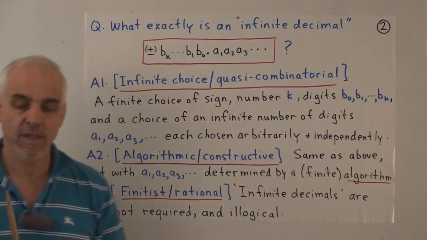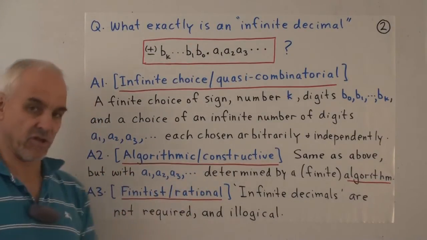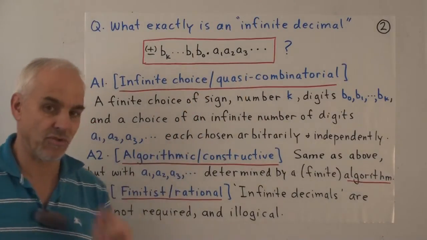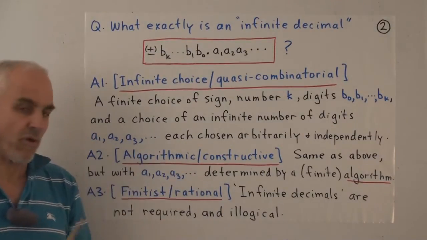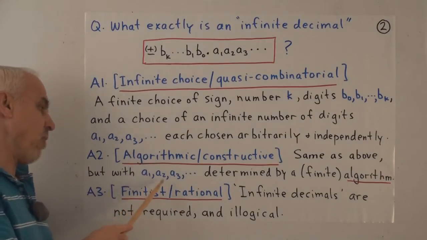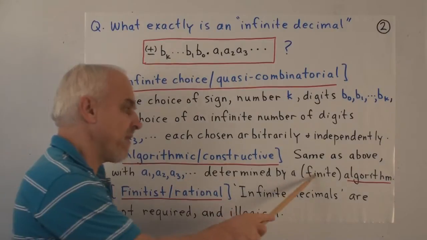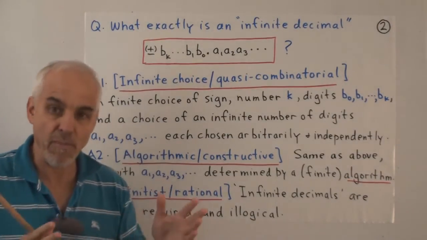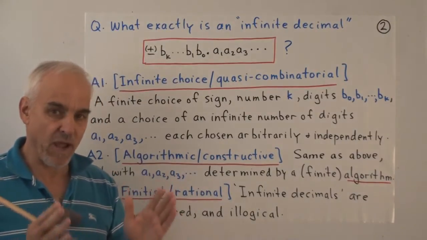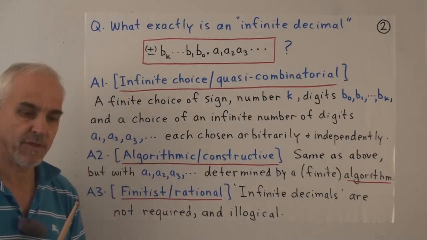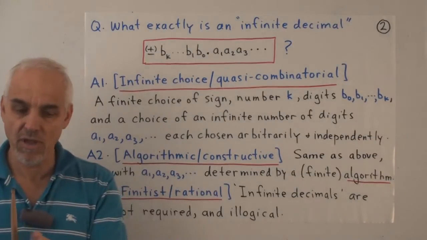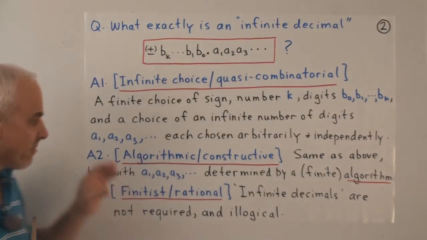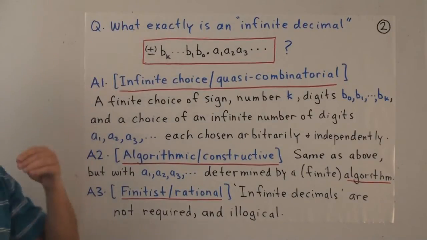Then there's a second position. The second position we might call the algorithmic or the constructive position. It's very much like the first one, except for the crucial part of addressing the digits to the right of the decimal point. With this algorithmic or constructive point of view, we insist that the digits a1, a2, and a3 have to be determined by a finite algorithm. There has to be a finite algorithm or procedure, or you can think of a formula, you can think of a computer program, some finite way of specifying how these digits are generated. So we don't have to actually have the digits themselves all in a row. We just need this finite piece of paper that tells us how to generate the digits. That's a rather different approach to what the infinite decimal actually is.